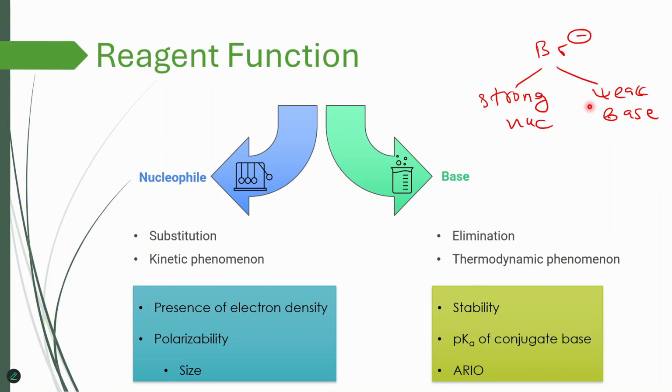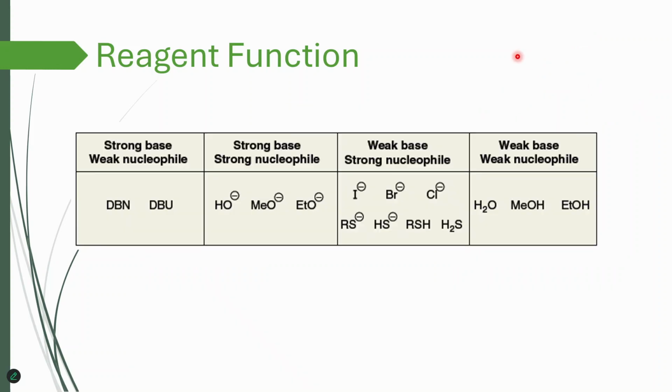But on the other hand, bromine is large and electronegative. It's stable. It's a weak base. And also hydrogen bromide, its conjugate acid, is quite a strong acid. Its pKa is low. Since the conjugate acid's pKa is low, bromine minus is actually a weak base. So this is how we are going to analyze certain reagents, whether they are nucleophiles or whether they are bases. And based on this, we can actually categorize them into 4 groups, and you can see this table.